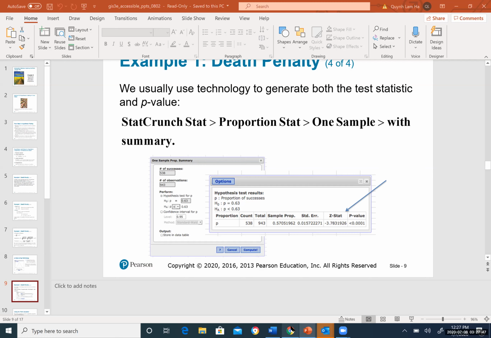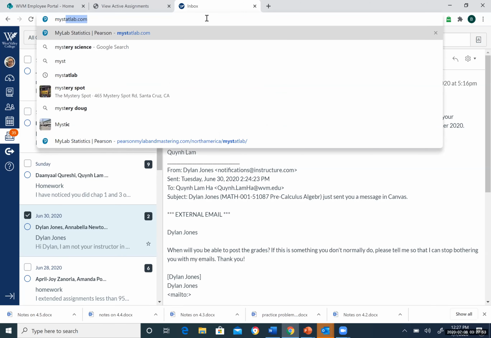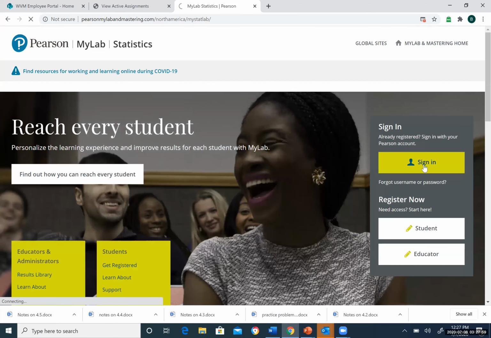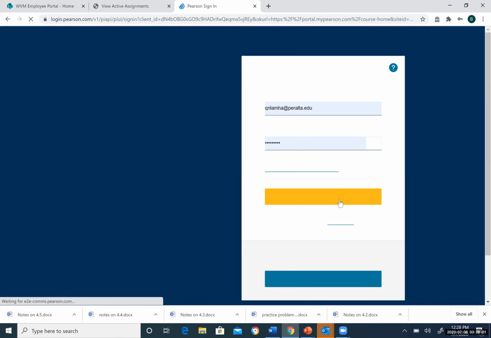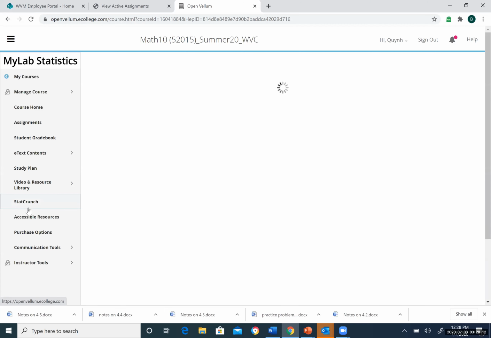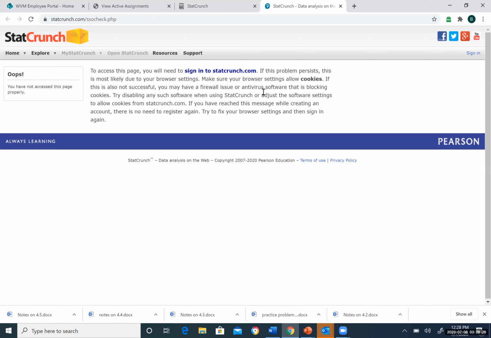So I open up my StatLab, and I will log on. I sign in to my account, then you go to StatCrunch. Right here we have data sets from your textbook. We don't use data sets from the textbook, but we can use the StatCrunch website to compute by entering our data in.